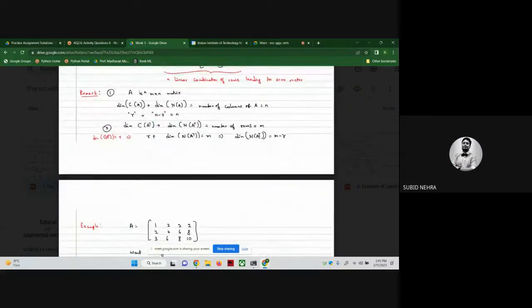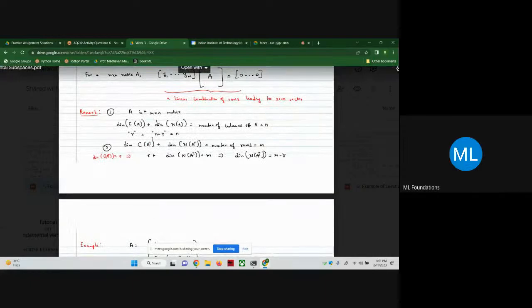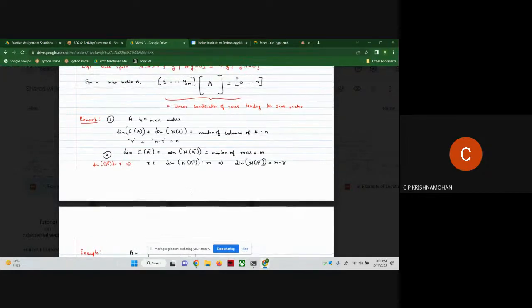Okay. So similarly, when you do that for the transpose, the dimension of column space of A transpose and the dimension of null space of A transpose will be equal to m, which is nothing but the number of rows. So, sir, can you be a little bit slow, sir?